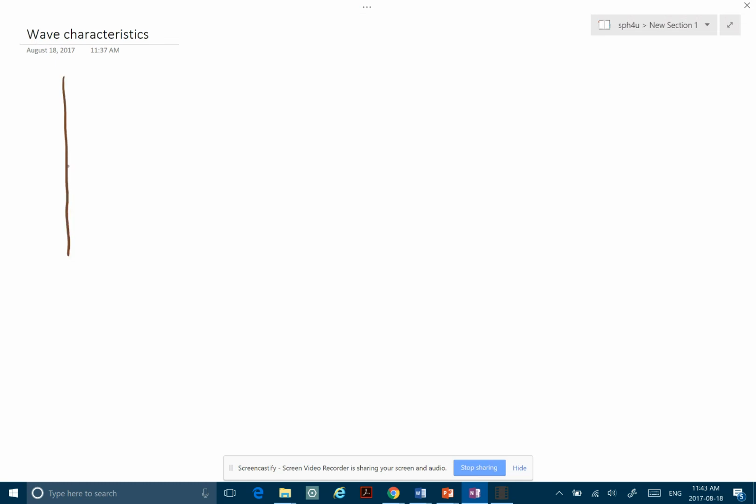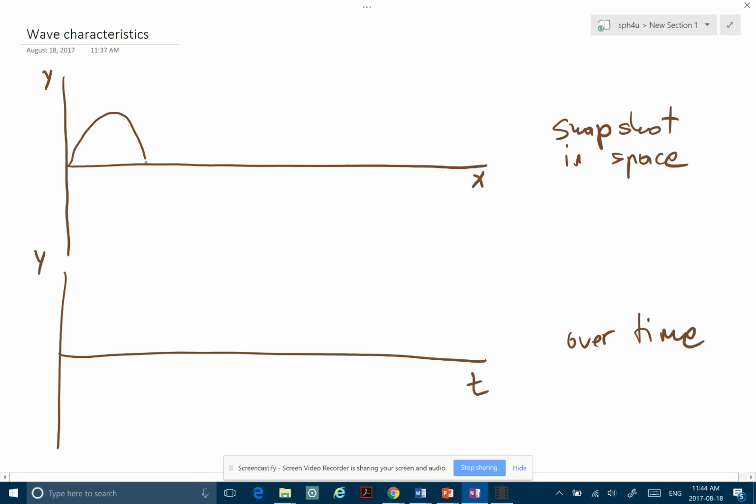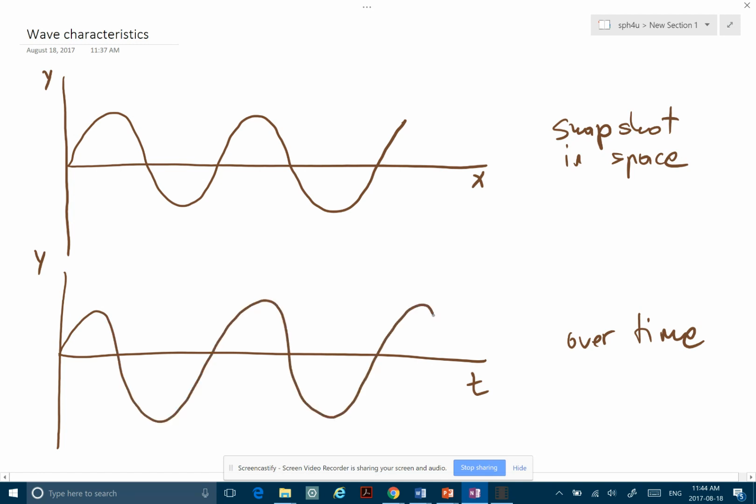So again, I'm going to draw two graphs here. One is going to be y versus x, so it's like a snapshot in space of a wave. And the other one is going to be y versus t, so it's over time. Okay, so they will look the same. It doesn't matter how we start them. All right. And now let's talk about the characteristics.